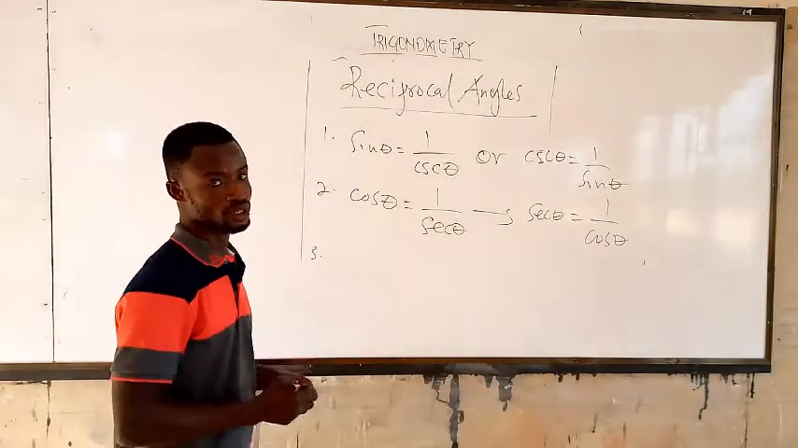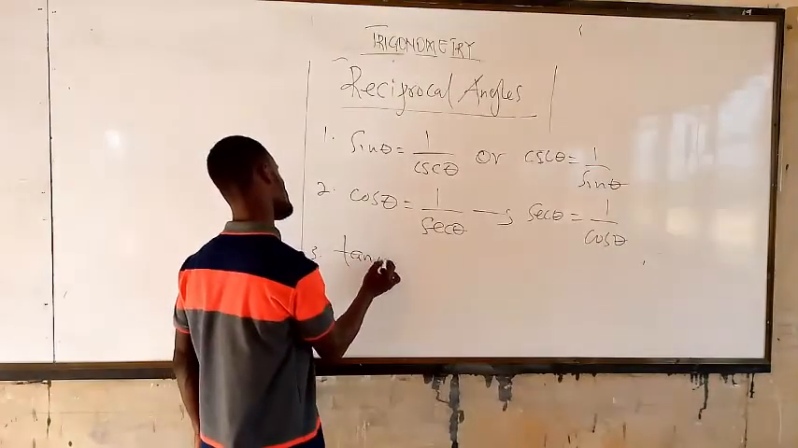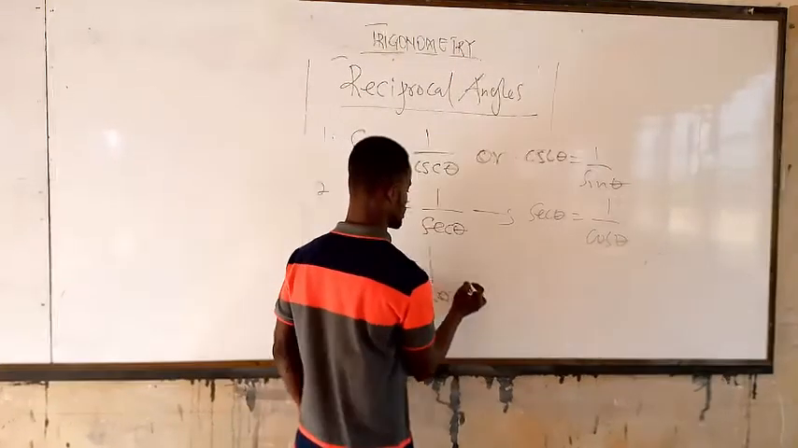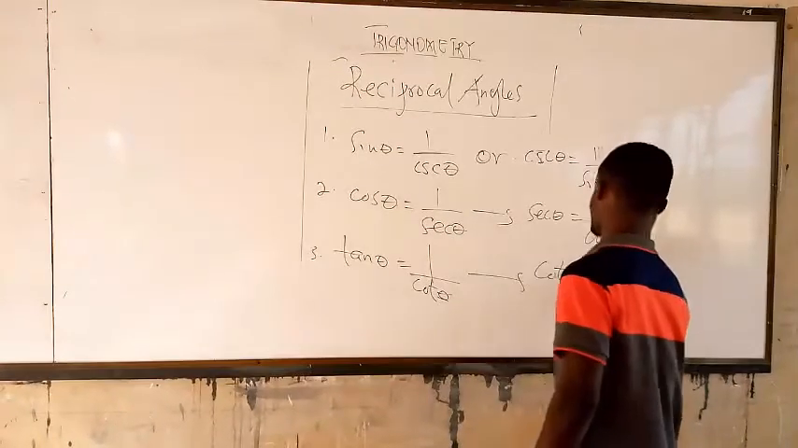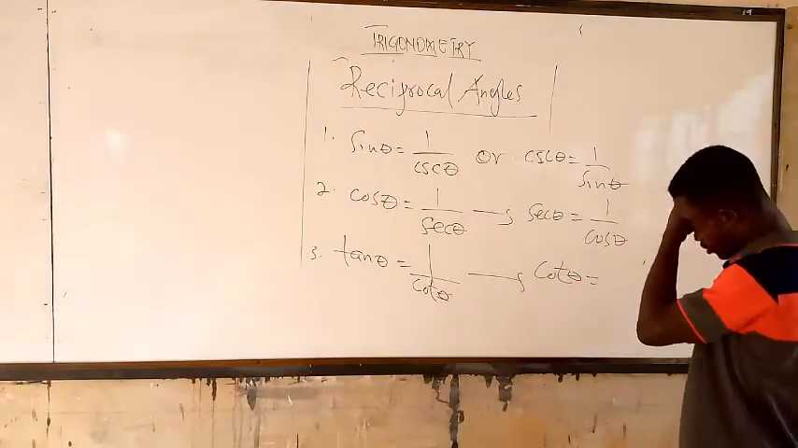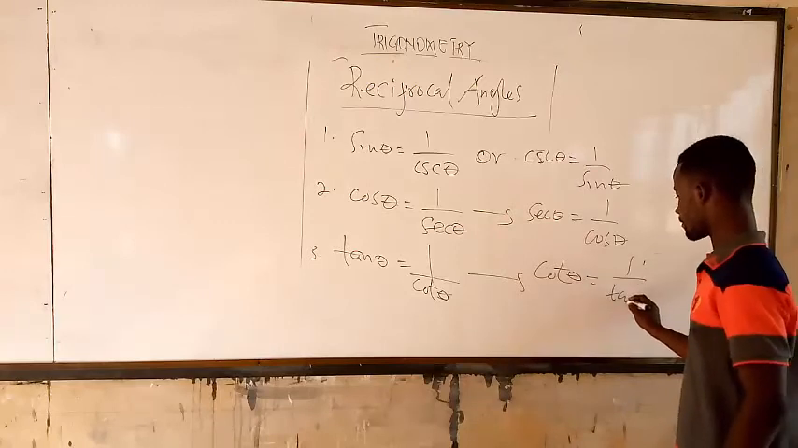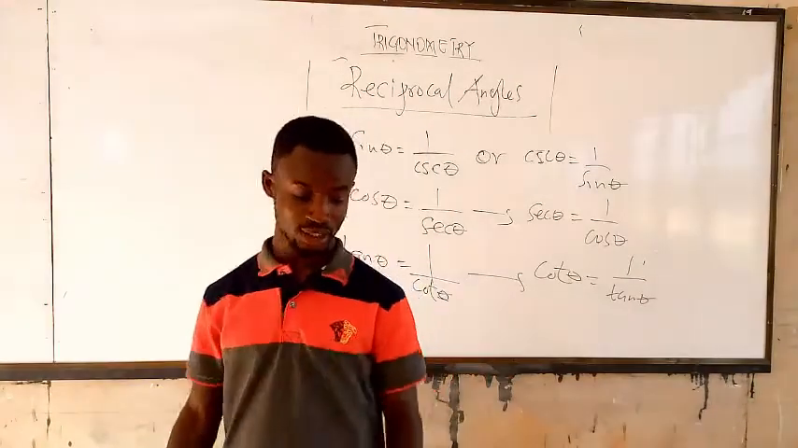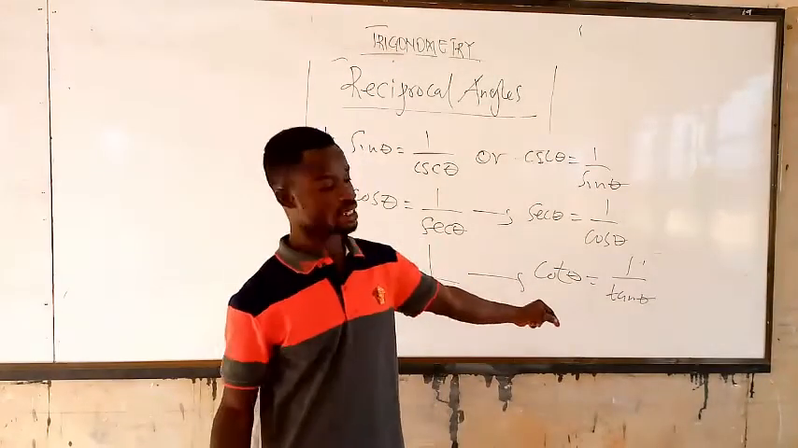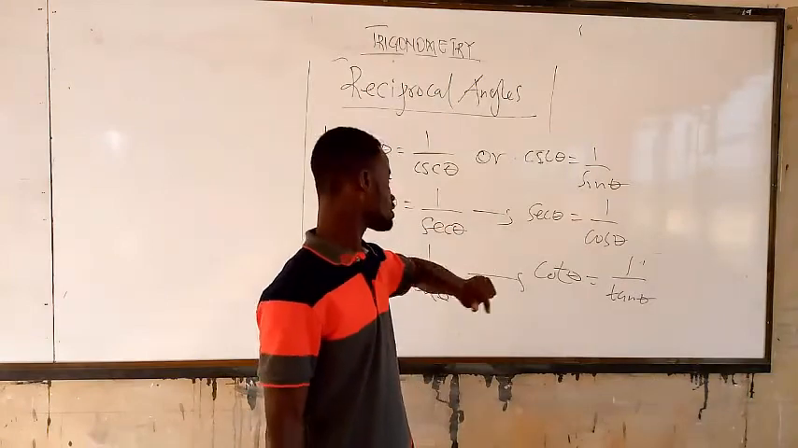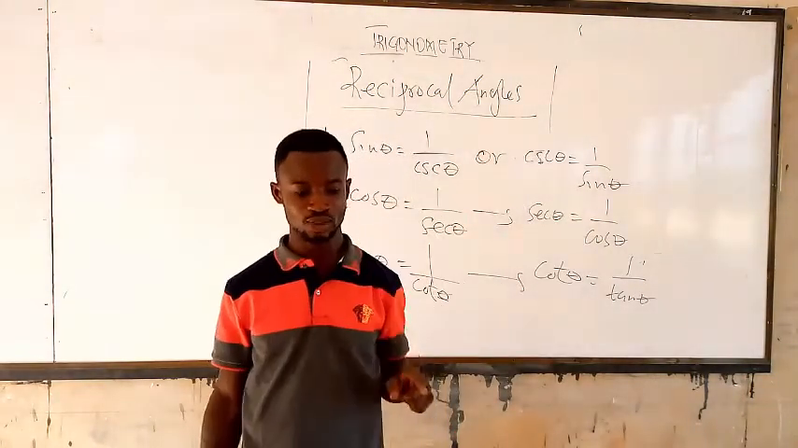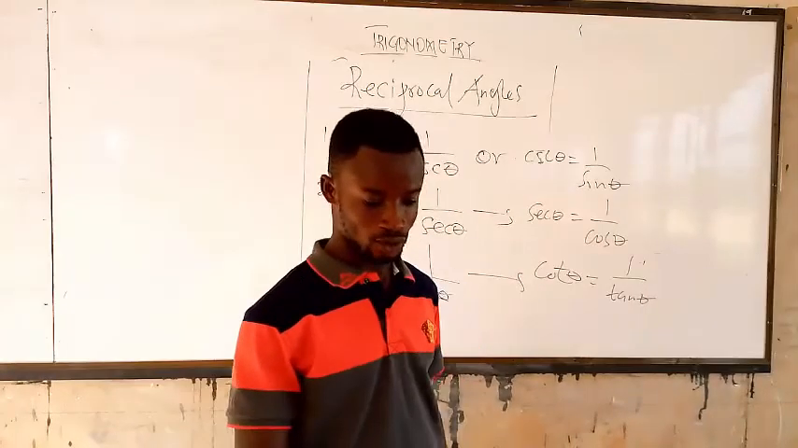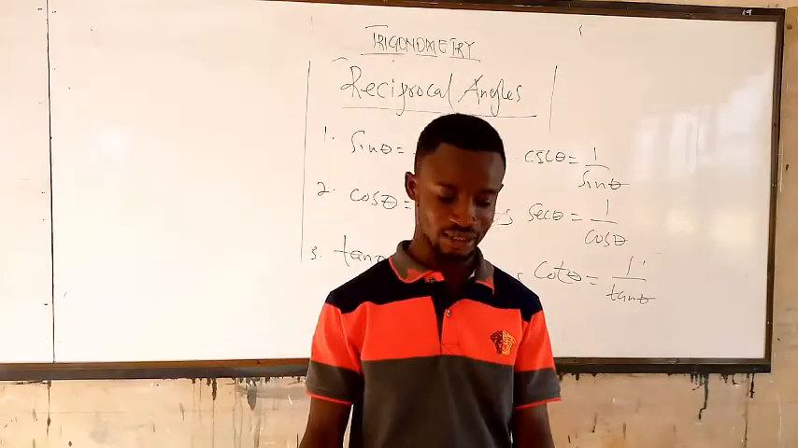Thirdly, if tan theta is equal to 1 over cot theta, then cot theta is going to be 1 over tan theta. Where tan can be equal to negative, where cos can be equal to negative, where sine can be equal to negative, in the same way for this side. Good. So examples. Let's look at this example.